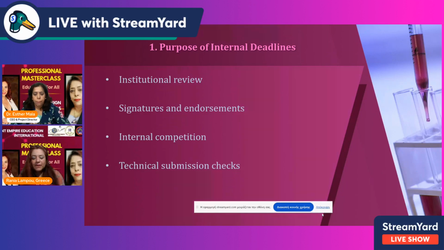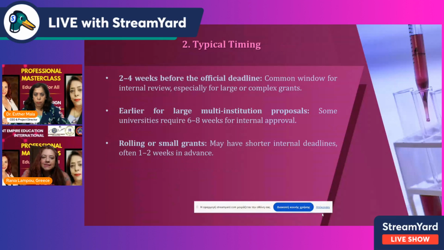The internal competition. Some institutions have limited resources or matching funds and need to prioritize submissions. And technical submission checks. This means that you need to upload documents correctly to the funder portals and resolve any technical issues. The typical timing, here you can see 2 to 4 weeks before the official deadline. This is a common window for internal review. Earlier for large multi-institution proposals, some universities require 6 to 8 weeks for internal approval. And the other category is rolling or small grants, which may have shorter internal deadlines.